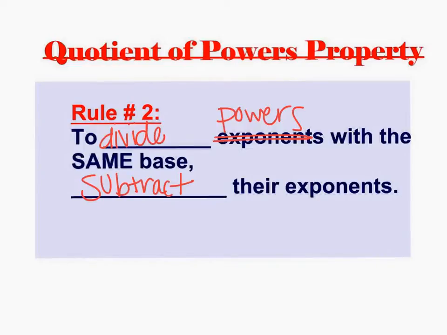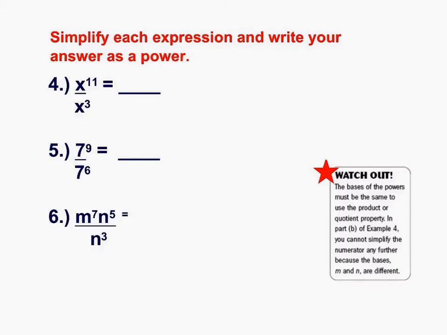So let's look at some examples. Number 4 says x to the 11th divided by x to the 3rd. Notice that our bases are both x, and so we can subtract the exponents to make that x to the 8th. Number 5, we have 7 to the 9th and 7 to the 6th. We subtract the exponents and get 7 to the 3rd.